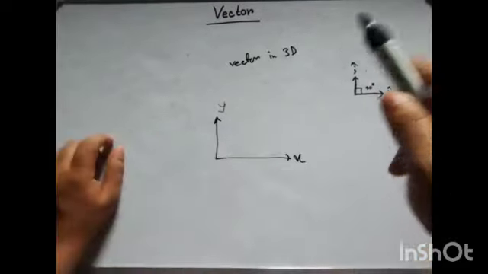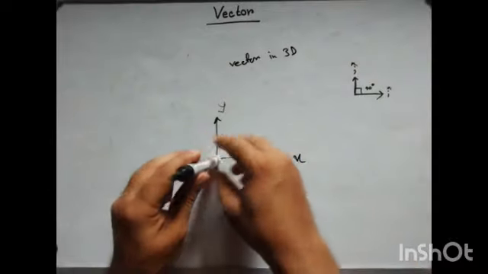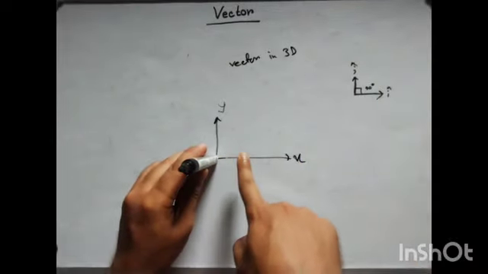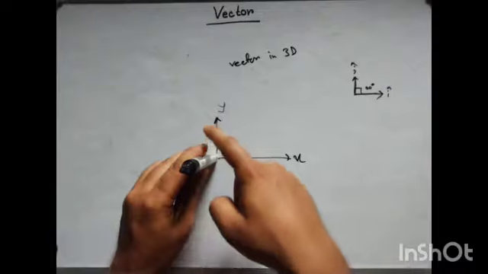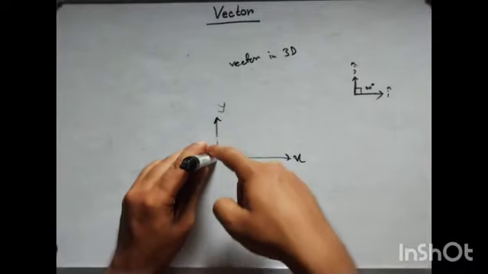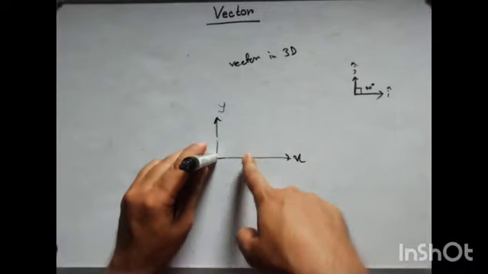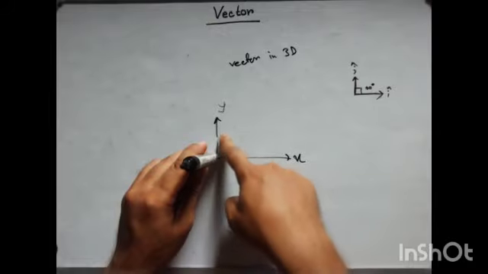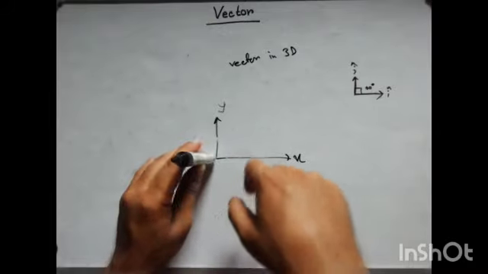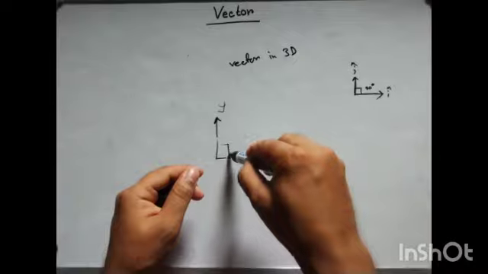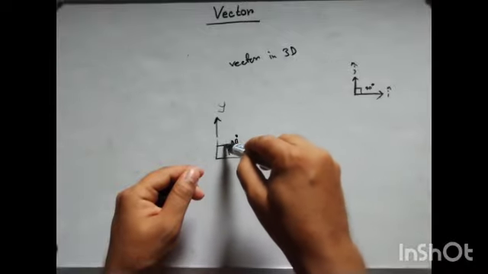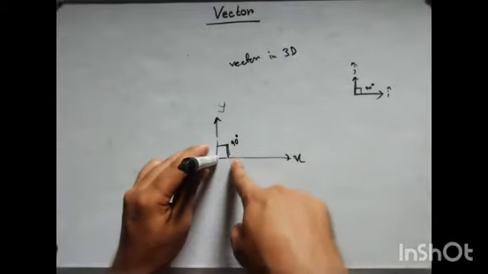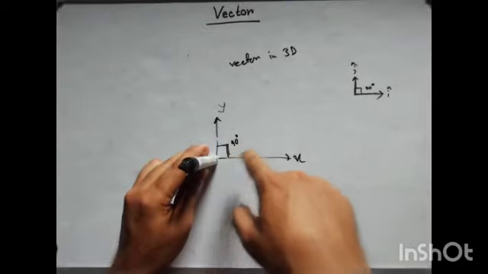Now see, all of these axes make a 90-degree angle with each other. This angle is 90 degrees, this angle is 90 degrees, and this angle is also 90 degrees. x, y and z all make an angle of 90 degrees with each other.